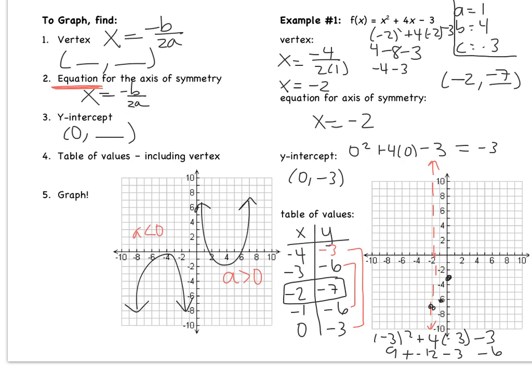I have negative 3, negative 6, and negative 4, negative 3. And then you connect. So remember that you should have a parabola. You should have this U shape. It should be symmetric, so the axis of symmetry should cut through the middle. And in our case, when a is 1, it opened up.